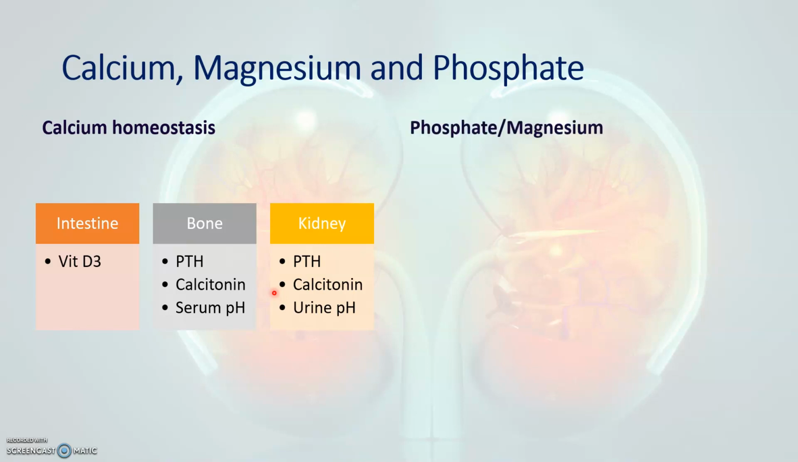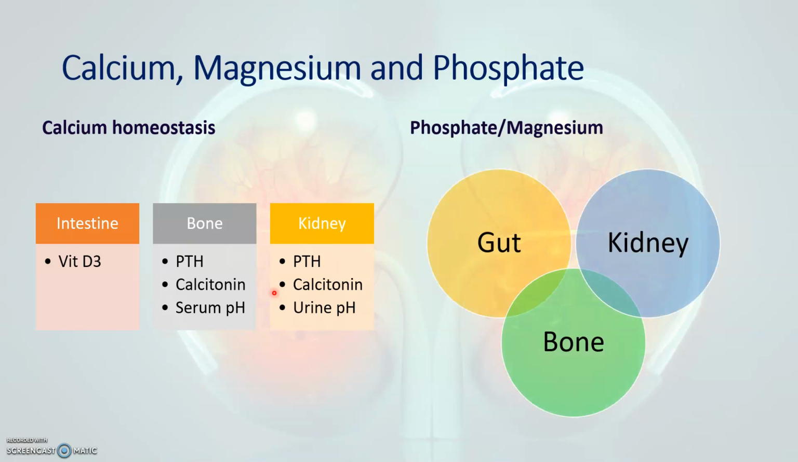What about magnesium and phosphate? Again, there is a relationship between the activity in the gut, kidney and bone for these electrolytes. Magnesium is the most abundant divalent cation in the body, particularly in the intracellular fluid. Its absorption is highly dependent on dietary load. So if you're taking a high magnesium diet, a much lower percentage of that magnesium will be absorbed, whereas if you have a low magnesium diet, the gut is able to absorb a higher percentage of the magnesium.